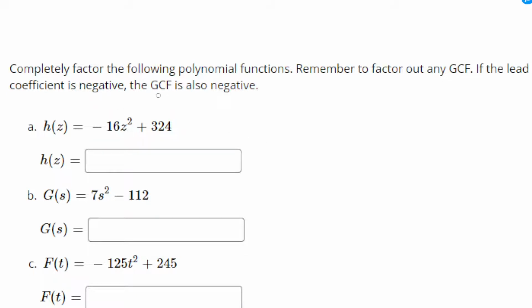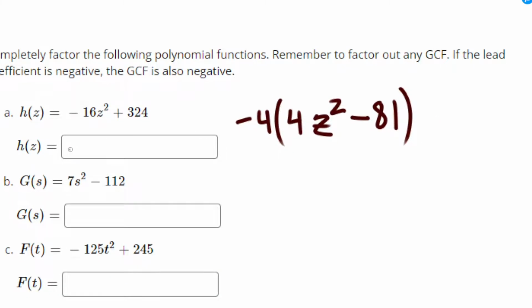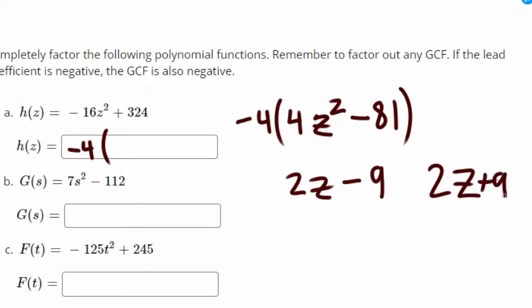I'm going to see if 324 is divisible by 16. So 324 divided by 16. Nope. Let's try 8. Nope. Let's try 4. Yes. Okay, so that leaves us with, so we'll take out a negative 4 times 4z squared minus 81, because 324 divided by 4 is 81. So we'll keep this negative 4 here. And then now we can say, okay, 4 is a perfect square, so we have 2z minus, and 81 is a perfect square of 9, and then 2z plus 9. Simple as that.